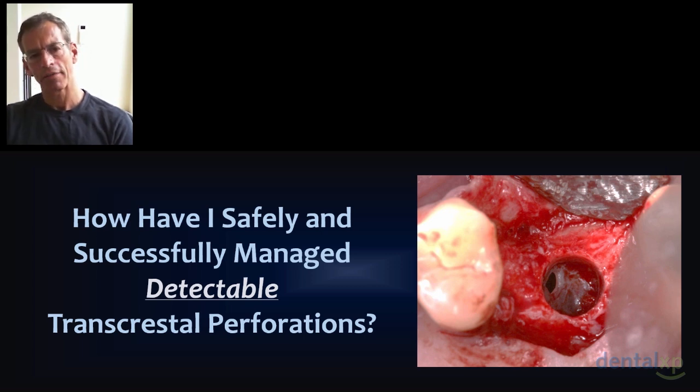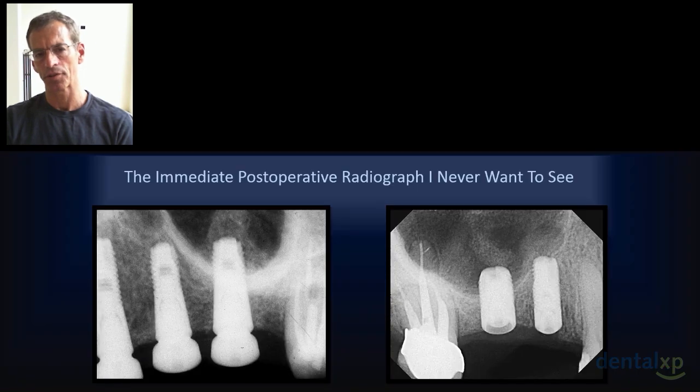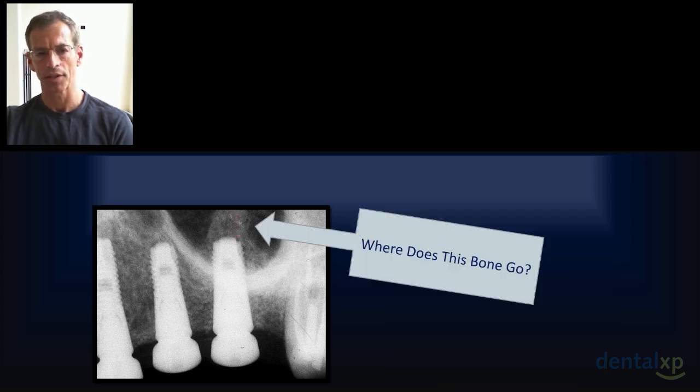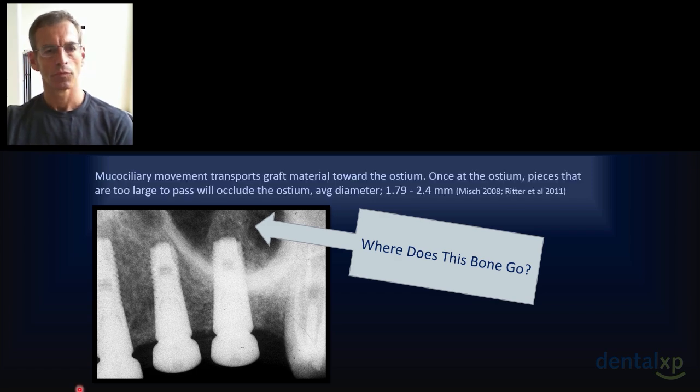Most common question: how have I safely and successfully managed detectable transcrestal perforations? And I underline detectable because you do not see all your perforations. This is the immediate radiograph I never want to see. I don't want to see the graft material trailing off apically into the sinus, heading towards the ostium. Where does it go? Well, the mucociliary movement transports the graft material toward the ostium, and once at the ostium, the pieces that are too large to pass will occlude the ostium, average diameter 1.79 to 2.4 millimeters.